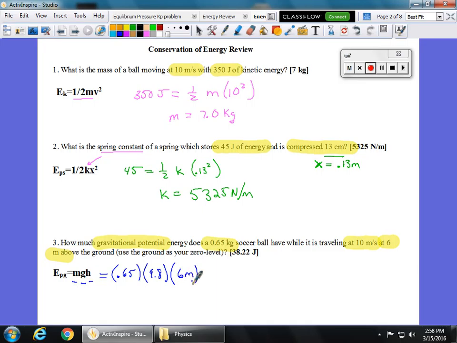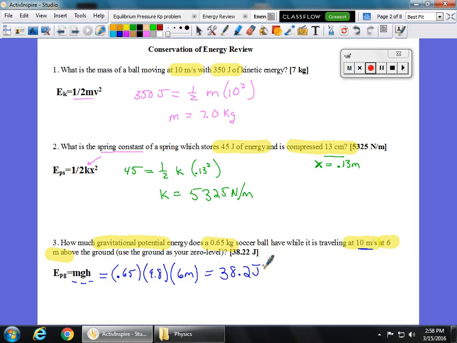Now, you might be tempted to go back and put in this 10 meters per second, but we don't need a velocity. We're finding gravitational potential energy. That's a little bit of a distractor in this question, to make sure you understand what is an important value and what's not. If you do that math, it's going to give you 38.2 joules of energy.